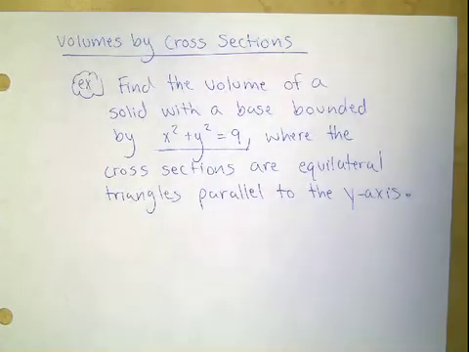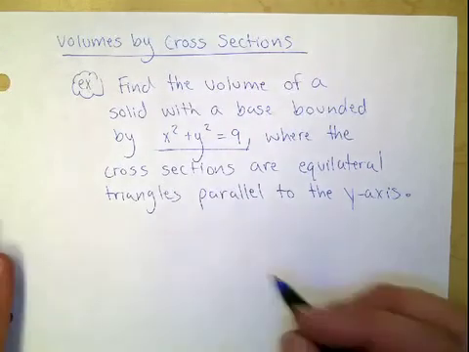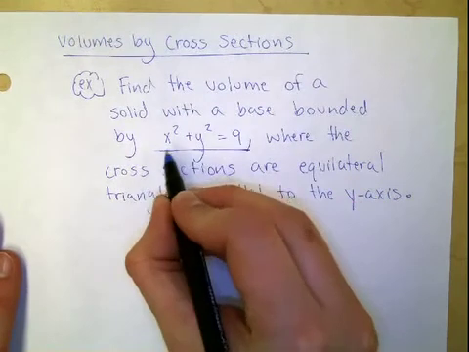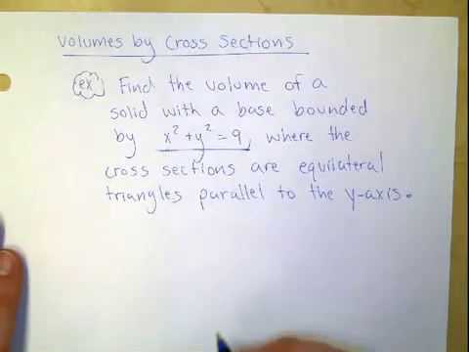We are going to find the volume of a solid with a base bounded by x squared plus y squared equals 9, where the cross-sections are equilateral triangles parallel to the y-axis. It's like a small paragraph here. So basically, here's how you get started. This is our graph that we're bounding it by. So let's start by drawing a sketch of what that looks like.